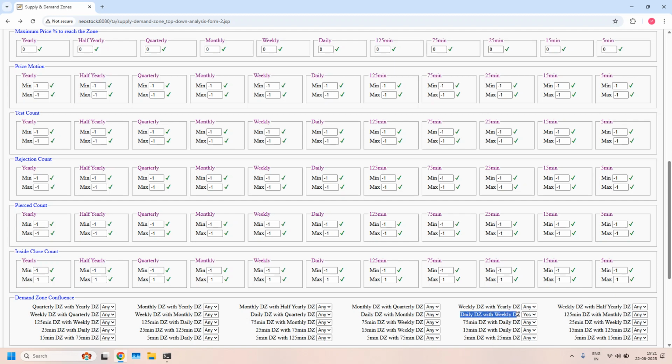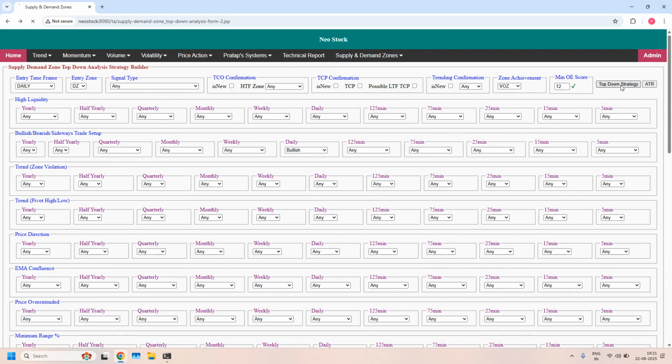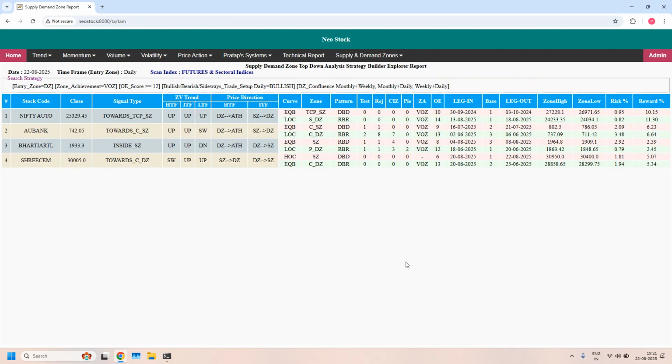The first filter is already enabled, daily and weekly demand zone confluence. Next, daily and monthly demand zone confluence, and weekly and monthly demand zone confluence. By setting all the 3 filters, we got 4 stocks. In all the 4 stocks, the daily demand zones are overlapped with the weekly demand zone, and both together again overlapped with the monthly demand zone.